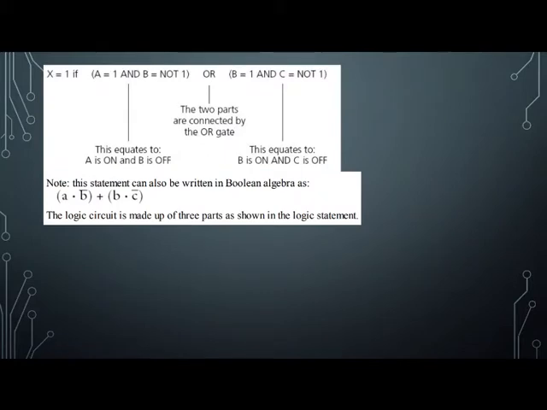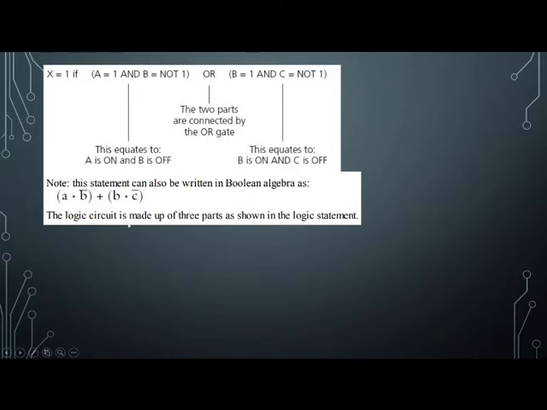Let's see now. Note this statement can be written in the form of Boolean algebra like this. Because it's A and not B, we write A, B bar, and we know that we can show AND with the help of a dot, so I'm writing the dot. OR is shown in the form of a plus sign, and B and C similarly, with again an AND, so we write the dot. Again we have C is not 1, which means you can write C bar.